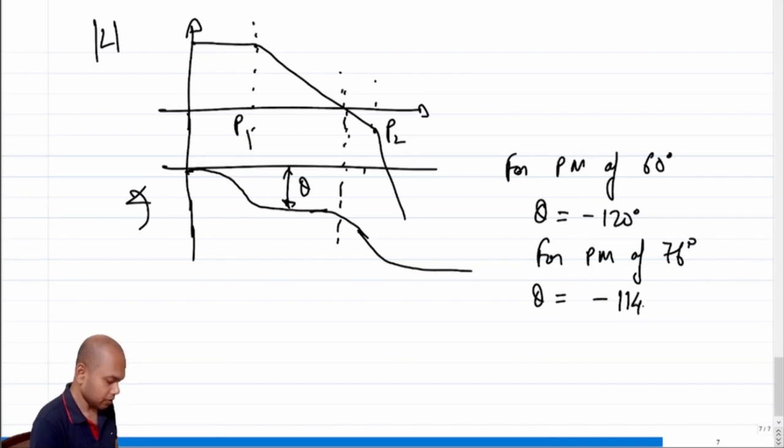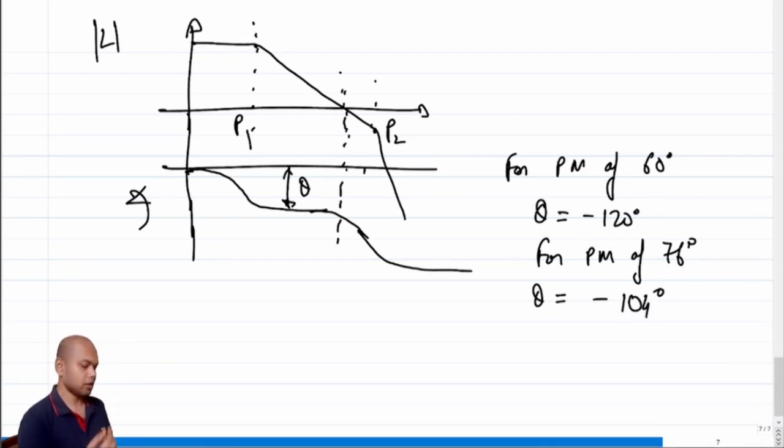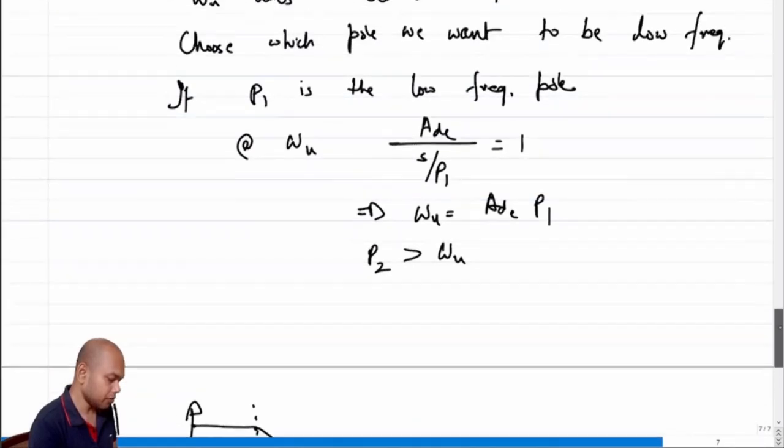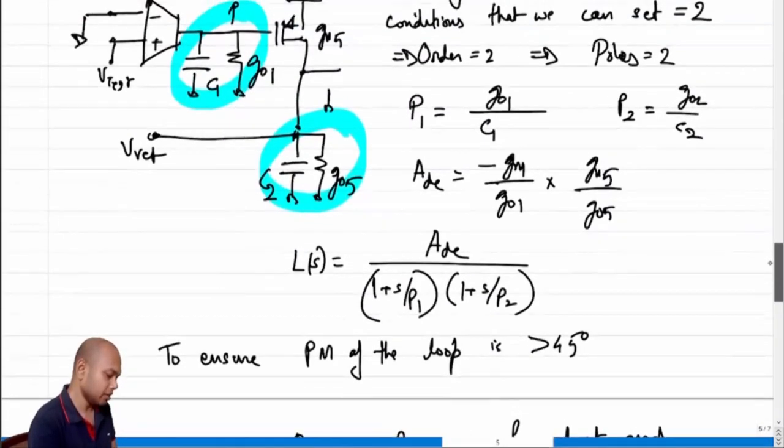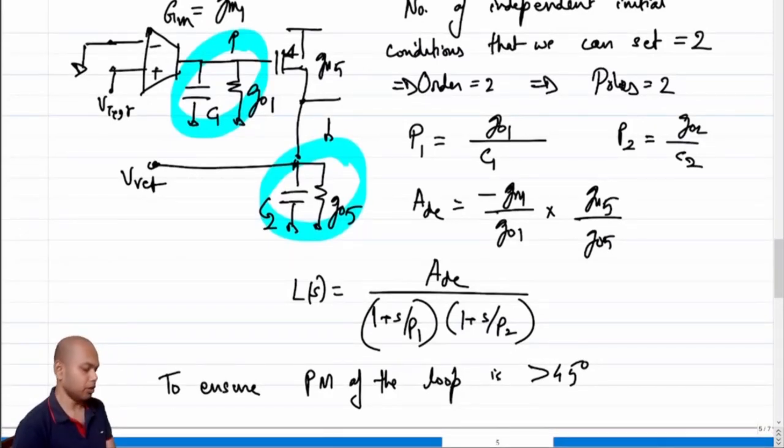Minus 11 or minus 104 degrees, right? And so on. So then you choose your P1 and P2. Now the question is, let's say you put this circuit together and you found that P1 and P2 are not separated by that much. Then what do you do?